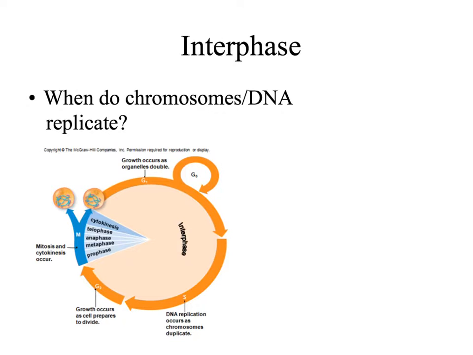So every cell is going to go through interphase. Do you remember when chromosomes and DNA replicate? Right, that's during interphase, specifically the S phase of interphase. Interphase will look the same in every cell no matter what is going on, mitosis or meiosis afterwards. Remember, interphase has 3 steps or stages. G1, where growth occurs and normal everyday functions happen. S phase, where DNA replication occurs. And G2 phase, when the cell prepares for division.